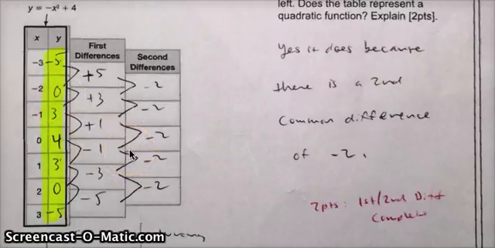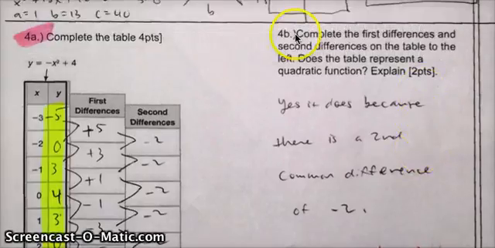For example, if Kobe Bryant last night made the 3-pointer outside of the court, yes, he did make a 3-pointer, but it doesn't count as 3 points. He's out of bounds. It goes against the rules. So for question number 4, I give you 2 points for completing the first and second differences.